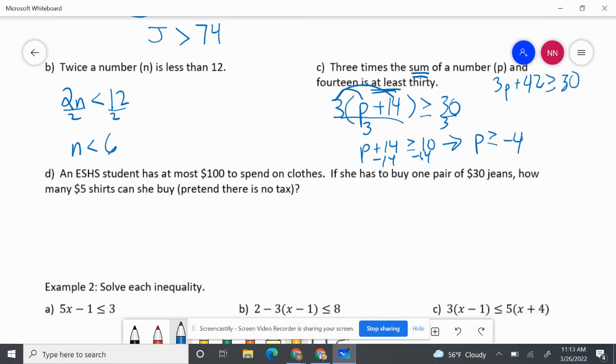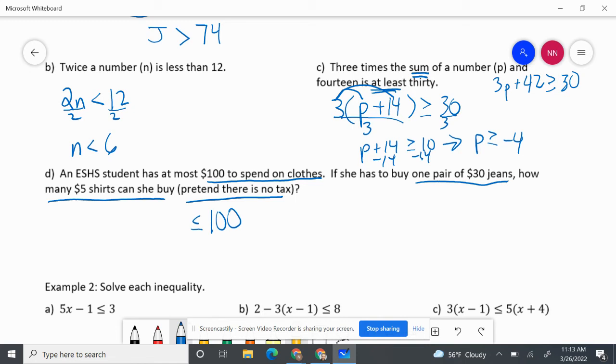And what we have is an ESHS student has at most $100 to spend on clothes. If she has to buy one pair of $30 jeans, how many $5 shirts can she buy? And we're just going to pretend there's no tax. So we have $100 to spend, and that's at most, so it would be less than or equal to 100.